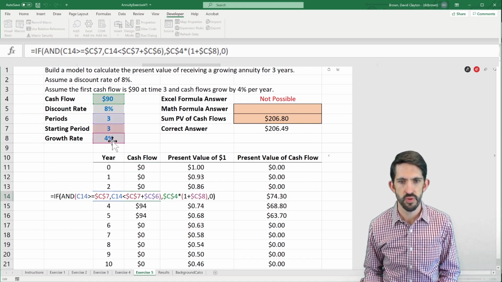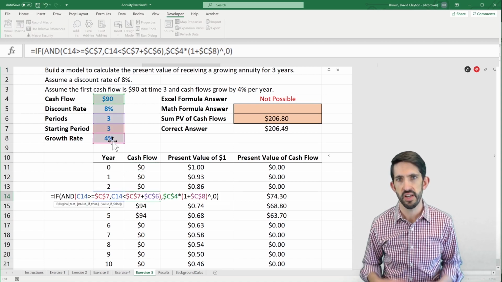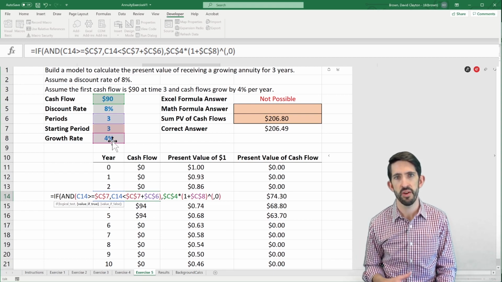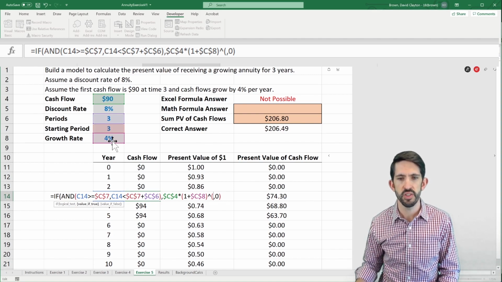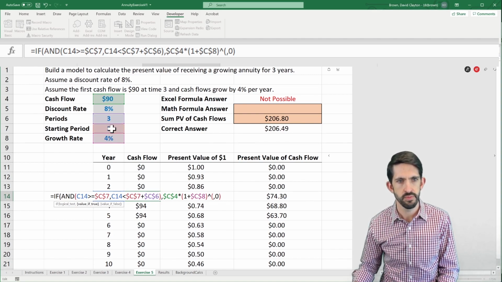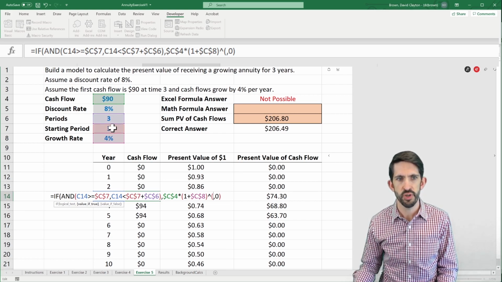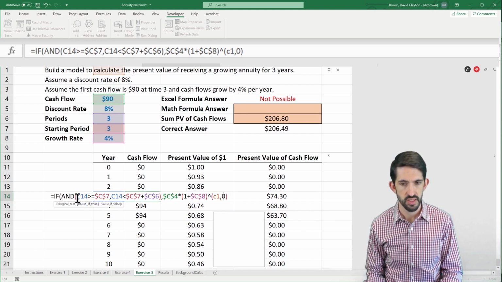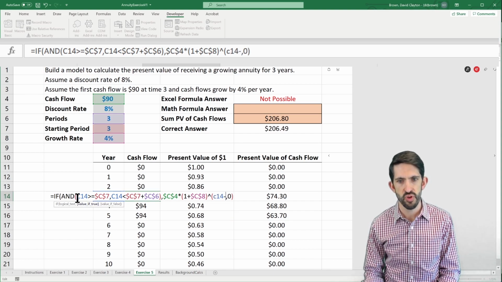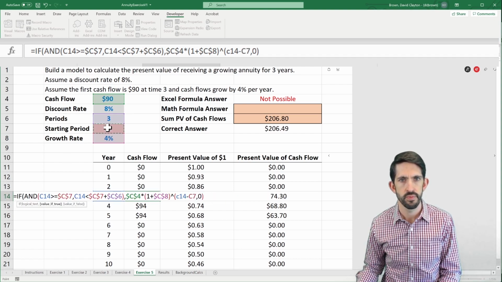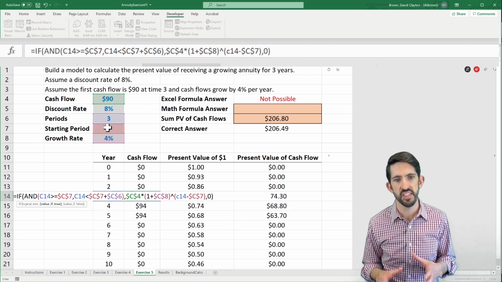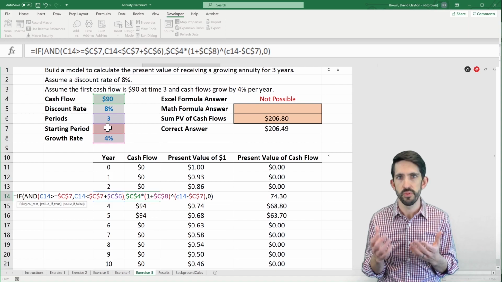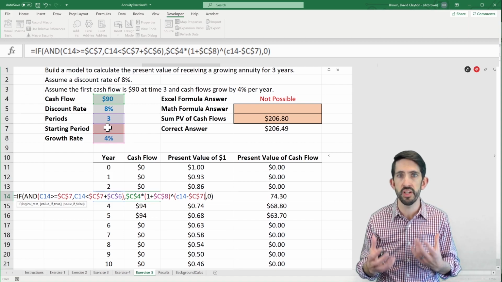So how can we adjust for it? Well, we got to use the exponent, because every period it grows, we can basically compound that. So in this case, to compound this 1 plus R, we can take whatever period we're in, and we know it starts in period 3. So that would be cell C14, and we can subtract the starting period, C7. So in this case, since we're in period 3, and we're going to subtract 3, that means we're going to raise this to the 0 power. 1 plus R to the 0 is 1, so we won't get any growth.